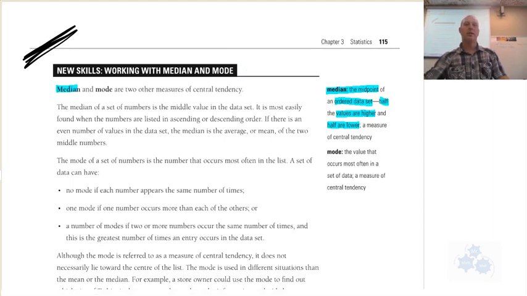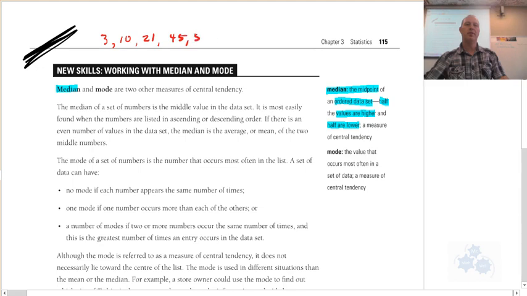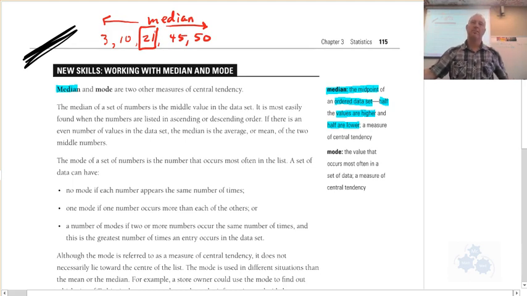So if you have a list of, let's say, 3, 10, 21, 45, and 50. So we have 1, 2, 3, 4, 5 numbers. The middle number would be the third one. This is the median. Okay? So half of the data is below and half above. So you're not including this number. You get it. It's symmetrical, right? It's the middle number.